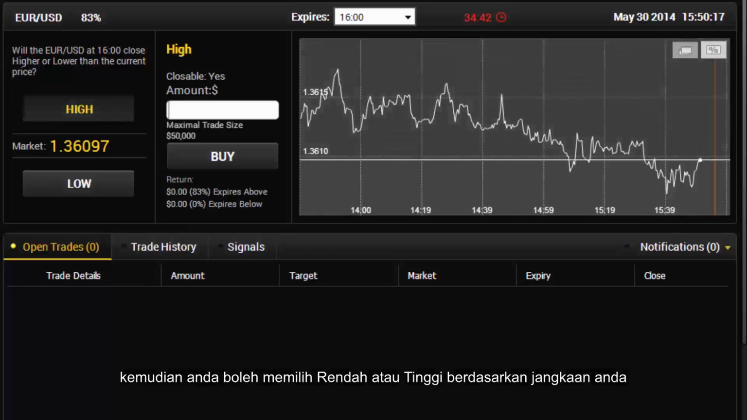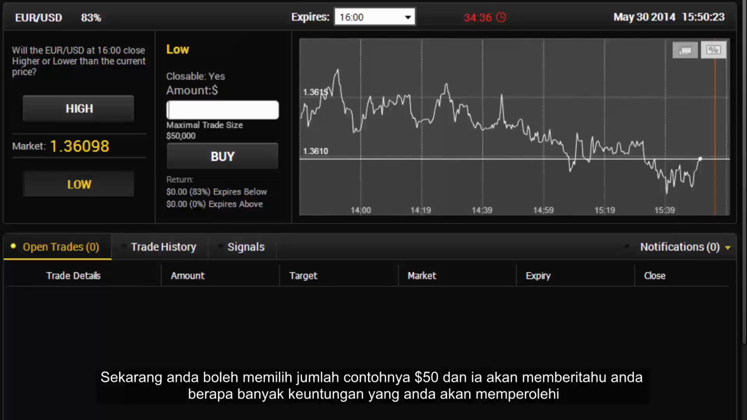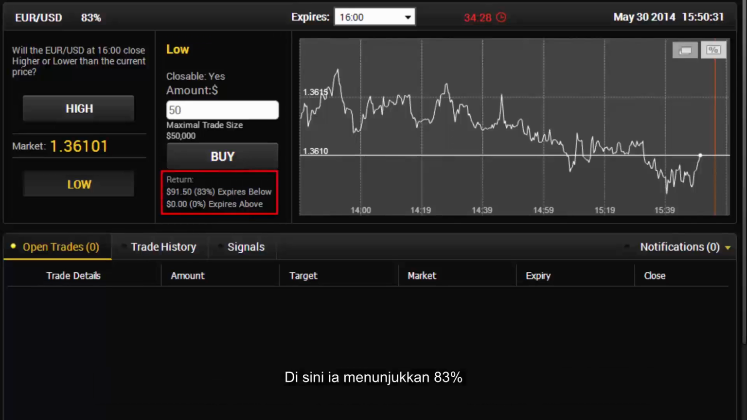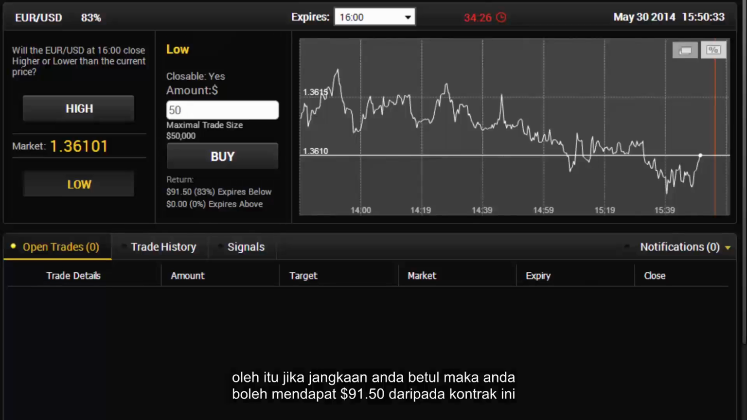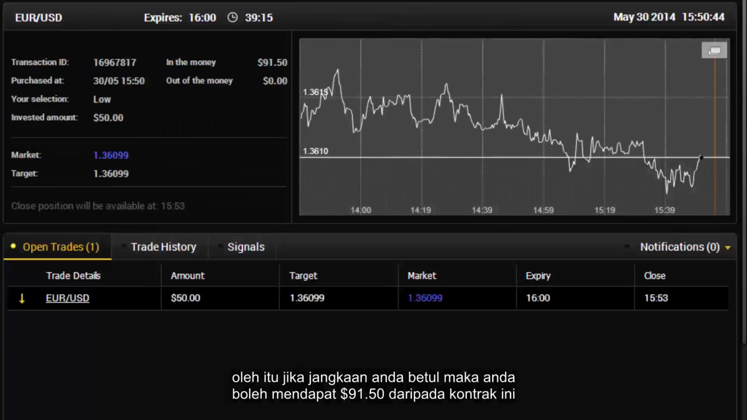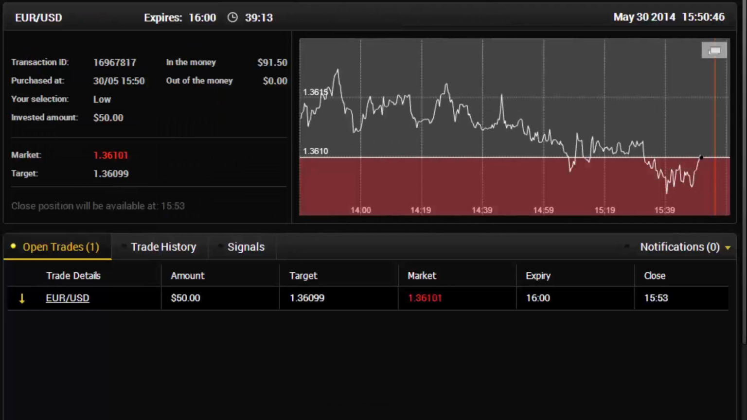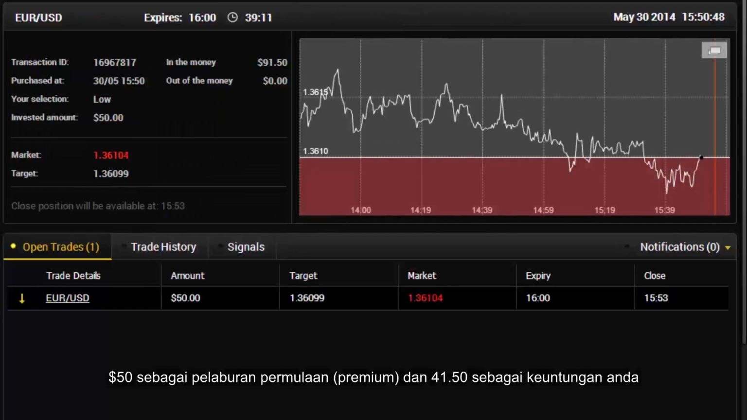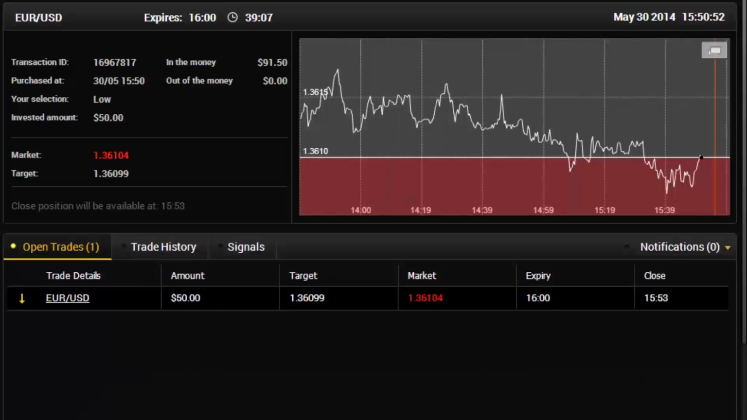Then you can select high or low based on your prediction. Now you can choose the amount, for example $50, and it will tell you how much profit you will make. Here it shows 83%. If your prediction is right, then you can derive $91.50 from this contract, $50 as the initial investment or premium, and $41.50 as your profit.